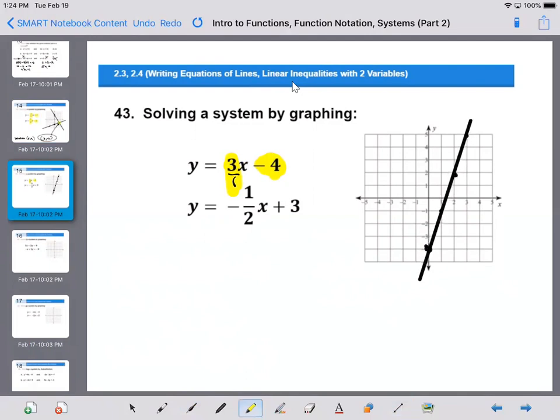Come over here, slope intercept at +3. Notice the slope here is -1/2, so I'm going to go down 1, right 2, repeating, and it will intersect each other. And it looks like right there at 2, 2.